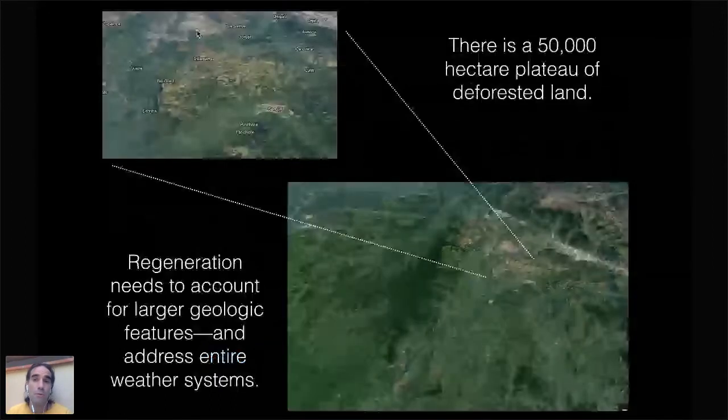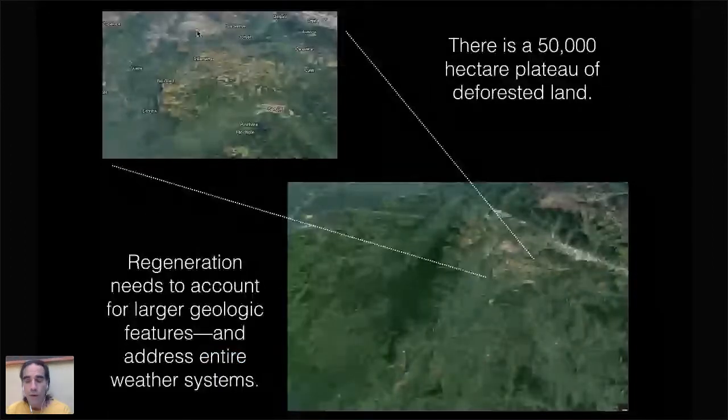So now let's start to look more at the landscape to see how we can imagine the regeneration of this place. First, if you look in the upper left, you can see a plateau that has Barichara on the left. The city of San Gil is kind of in the lower right part of the image, and it's zoomed out from this larger landscape of the mountains. And the plateau, which is nearly completely deforested, is roughly 50,000 hectares or 500 square kilometers in area.